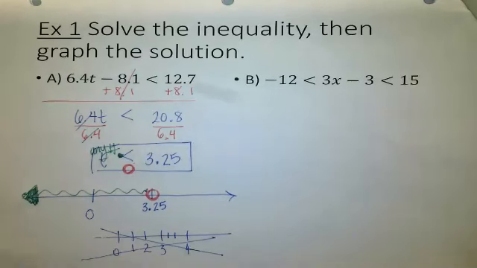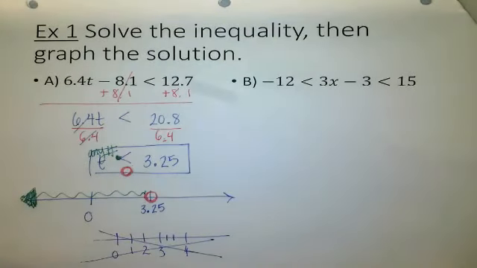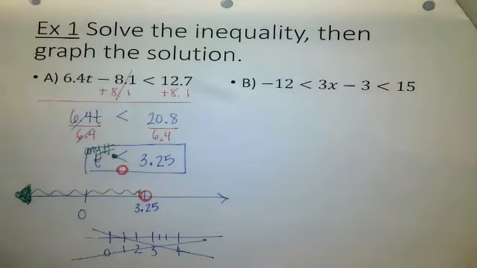Is 3.25 a solution? No, it is not. Is 3.249999999 a solution? Yes. 3.249999999 is just a skosh to the left, and that is included. 3.25 is not included in the answer.